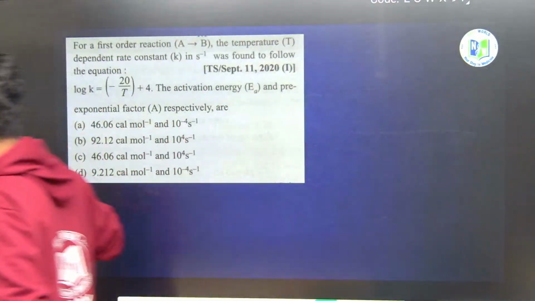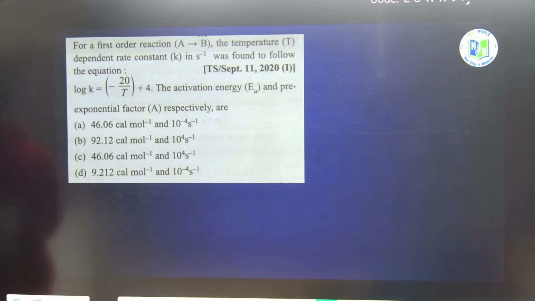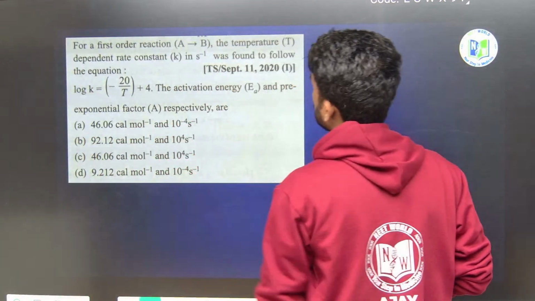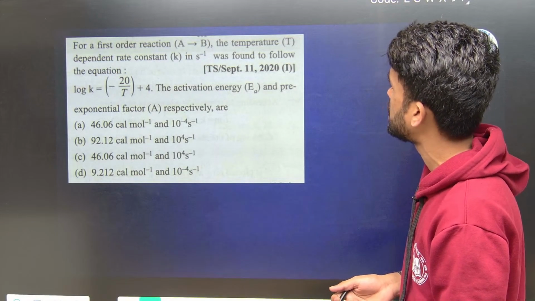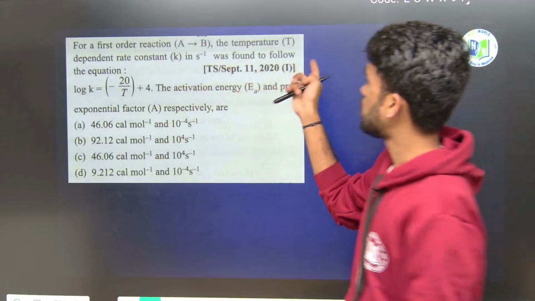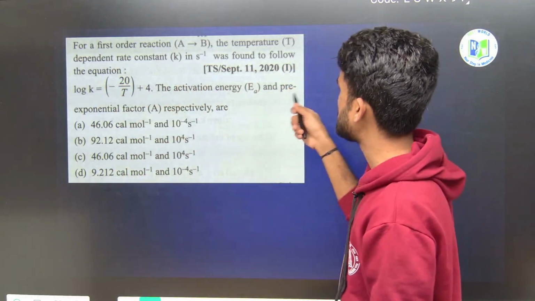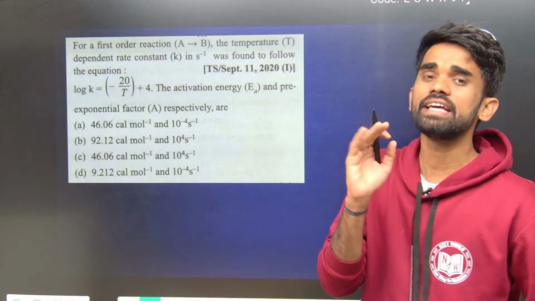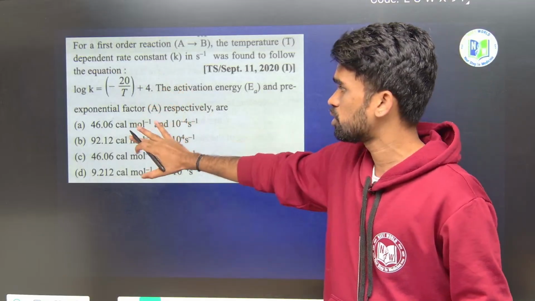So try to solve this question, anyone? For the first order reaction A to B, the temperature dependence of the rate constant in second inverse was found to follow the equation given like this. They are asking for the activation energy Ea and the pre-exponential factor A. So just take your Arrhenius equation and compare with this, and you will get the answer.